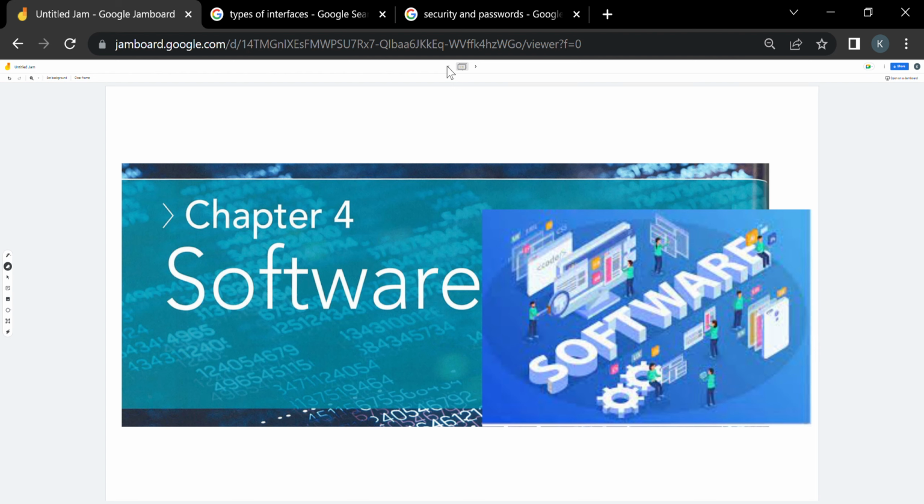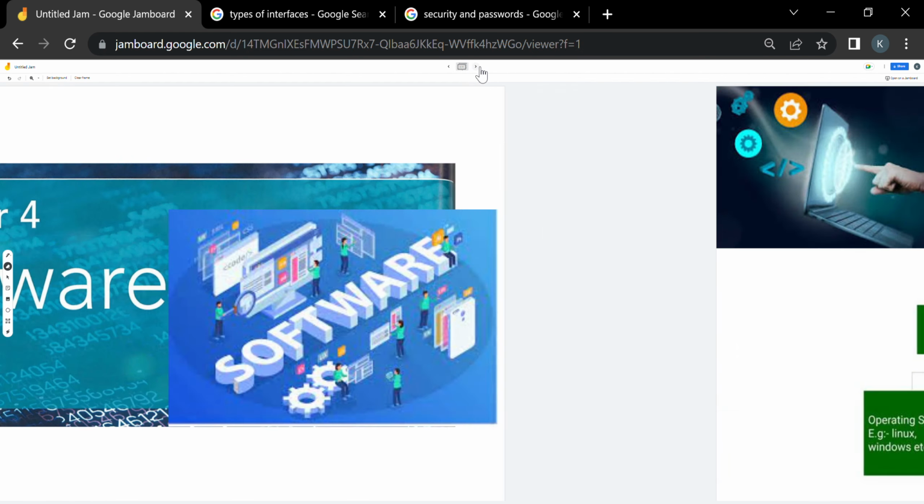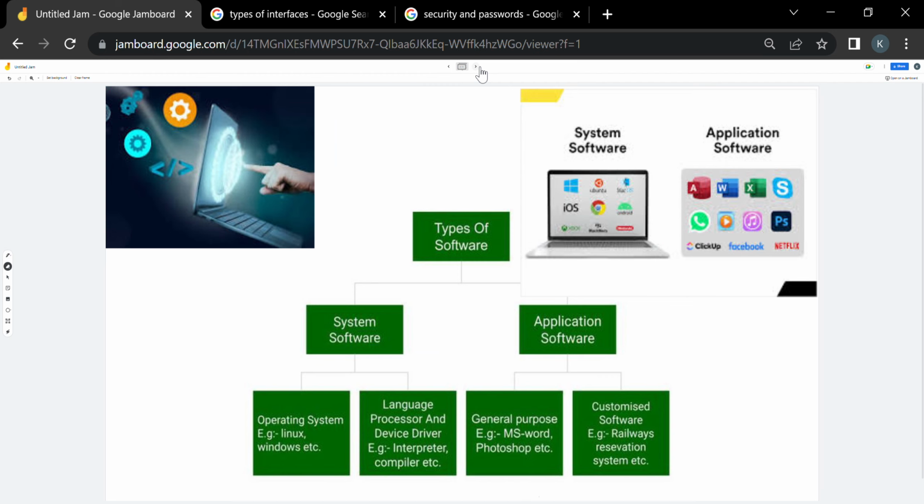Software is a very commonly known term nowadays. Everyone is familiar with the term software. These are the programs that are present inside the computer. So basically we can categorize software into two basic categories. One is known as system software and the other one is known as application software.